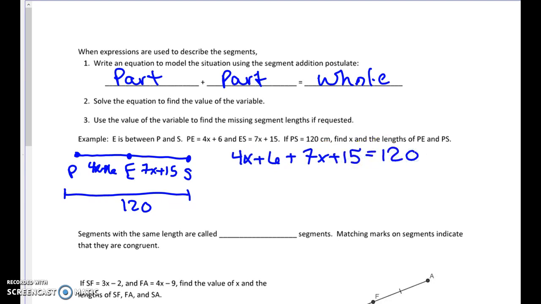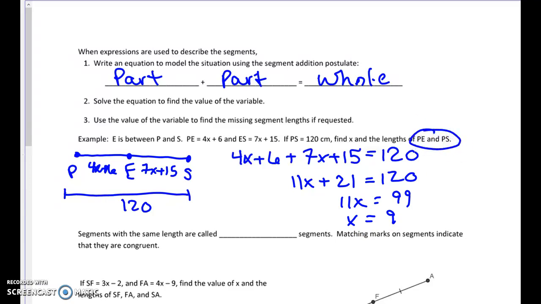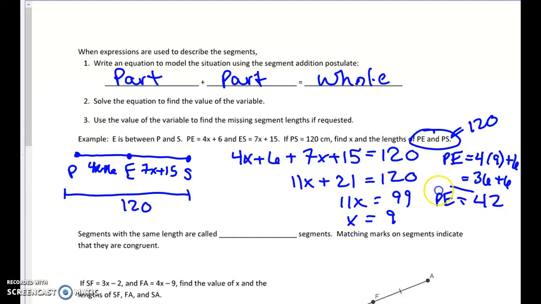Now I'm going to solve for x. I get 11x plus 21 equals 120. So I get 11x equals 99. Well, x is 9. But they don't want me to stop at x. They also want me to find PE and PS. Well, good news, they actually gave me PS in the question. That was 120. PE I find simply by plugging my x into the equation. 4 times 9 plus 6. That's 36 plus 6, or 42 is PE. Boom.